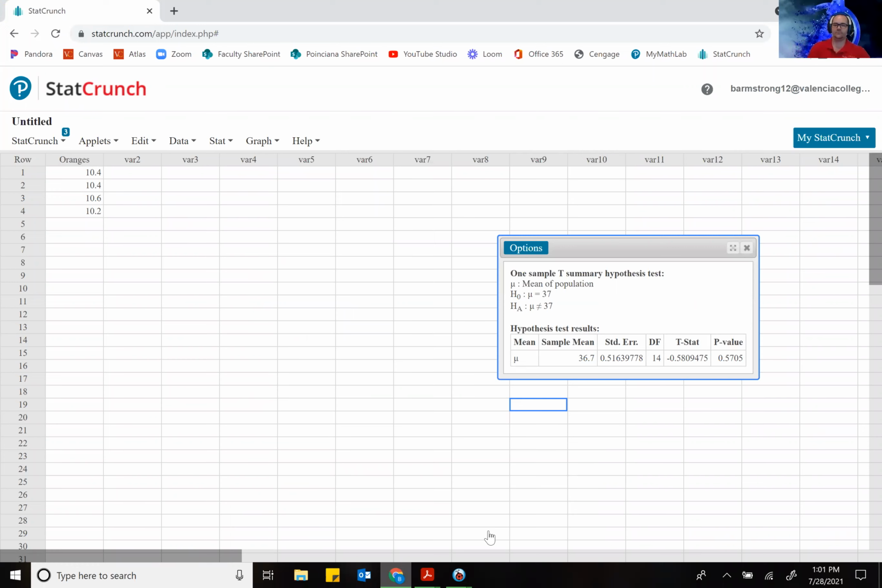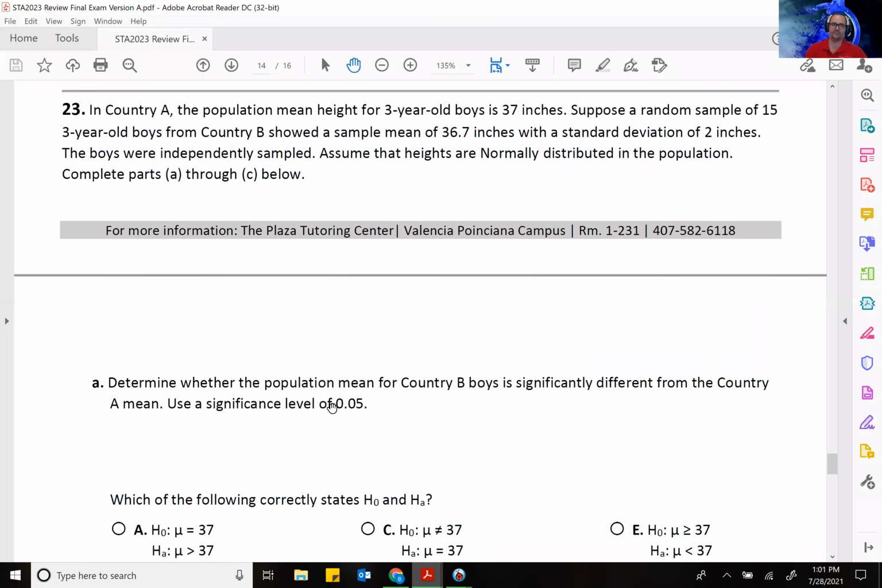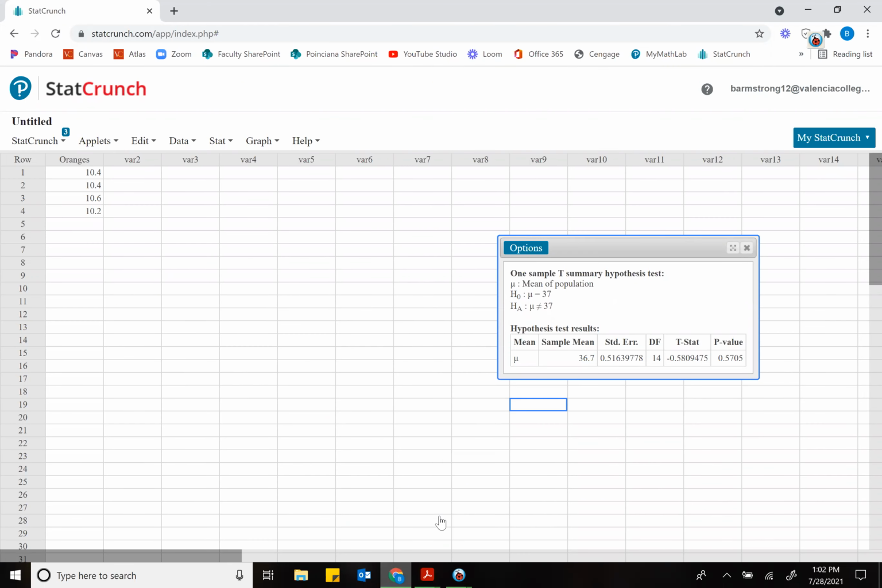Let's go back to our exam review. So the T statistic is: write an integer or decimal rounded to 2 decimal places. The p-value is: write an integer or decimal rounded to 3 decimal places. So what is our t-value? Negative 0.58. Negative 0.58. Good, because it's 2 decimal places. What is our p-value? 3 decimal places. 0.571.